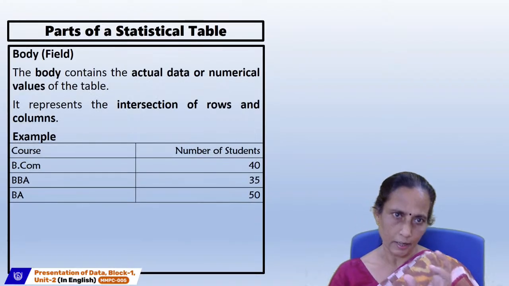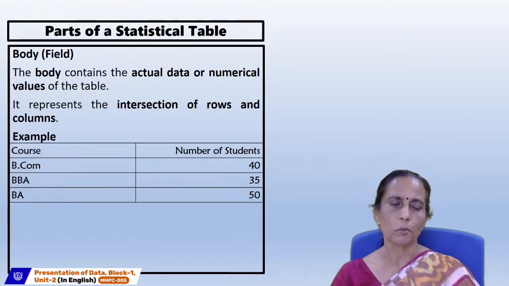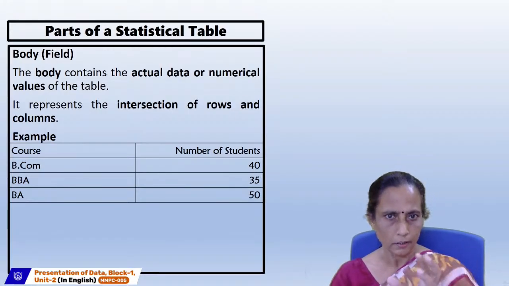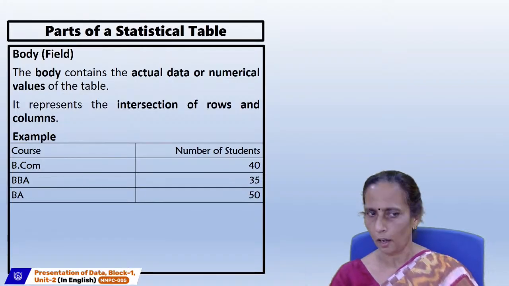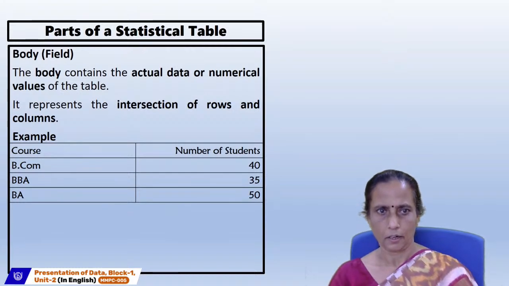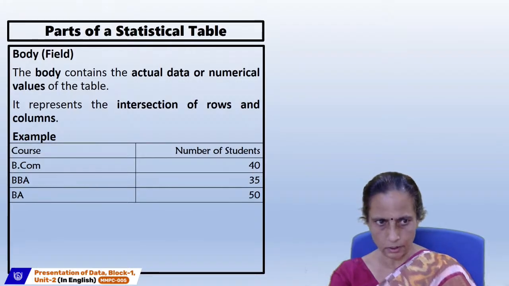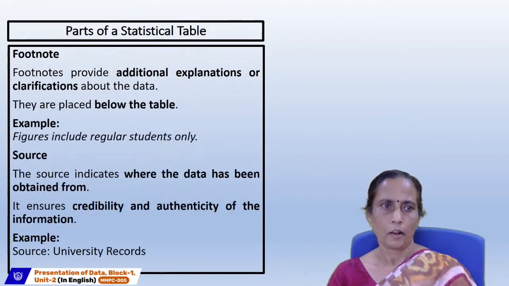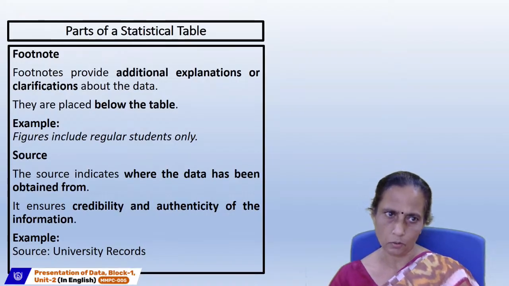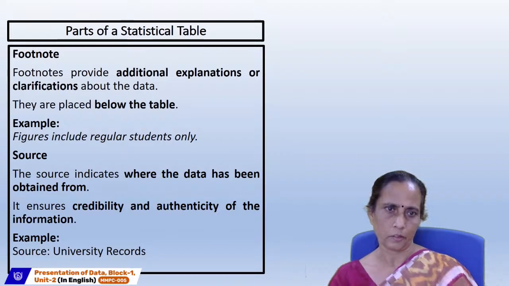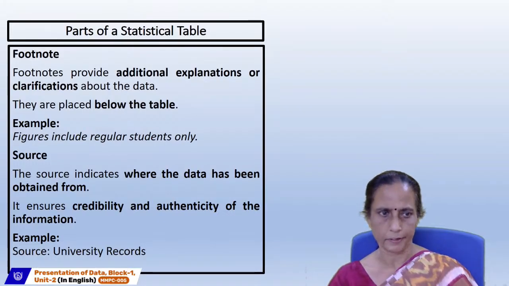The body contains the actual data or numerical values. It represents the intersection of rows and columns; 40 is the number of students of your BCom. So this is your body. A footnote provides additional explanations or clarifications about the data. It is always placed below the table, like figure includes regular students, whatever.